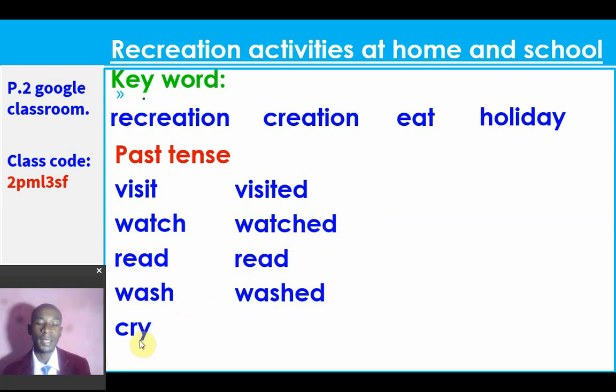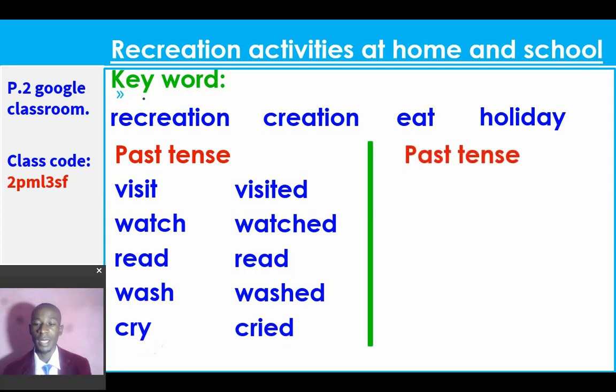Then cry, this one ends with y, and y is coming after a consonant letter r. So with such verbs, we change y to i, then we add letters ed. Are we together? But we have those other words which end with y, and we don't change. I'm going to talk about them.